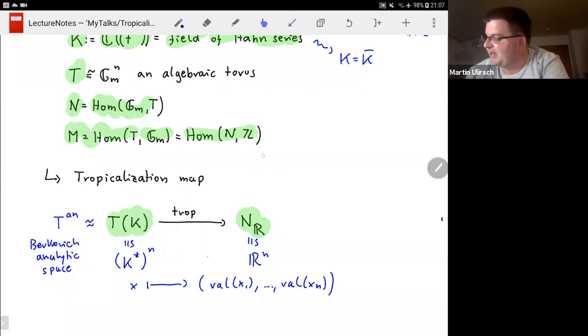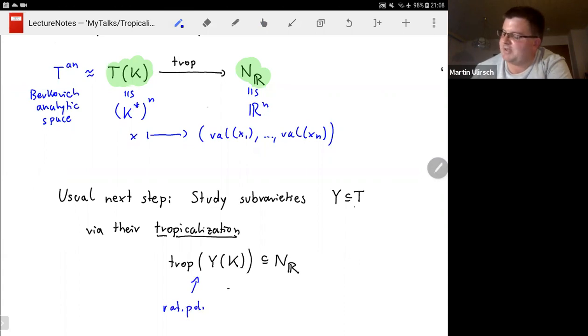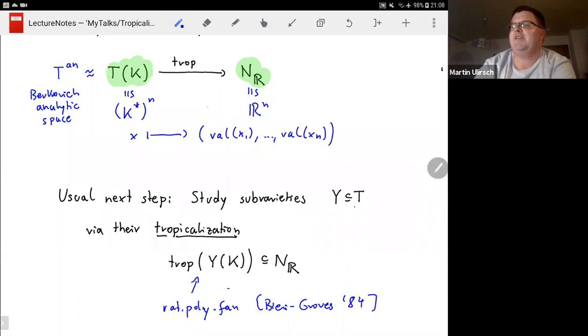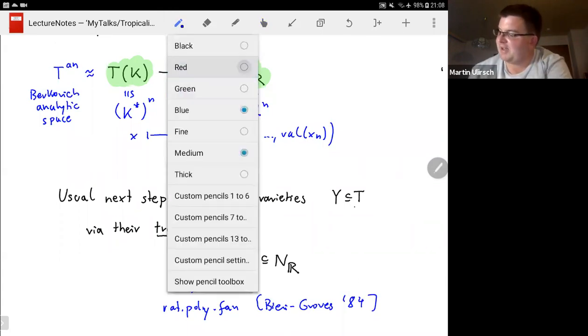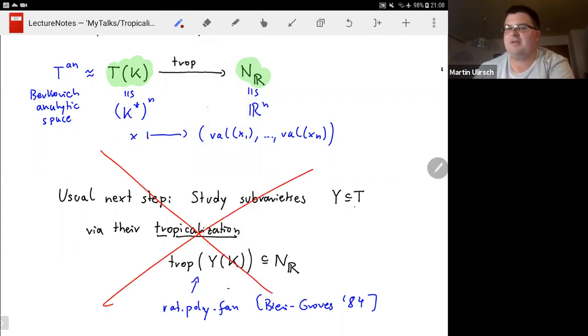And then the next step usually is, well, now let's look at a subvariety of T and study the tropicalization of such subvarieties, which is just the image of the K-valued points of that subvariety in N_R. And then with all kinds of results, you get some polyhedral objects and so on, thanks to a result by Bieri and Groves. And the whole tropical geometry starts here. And what I'm saying is, let's not do that. So today we're not going to do that.